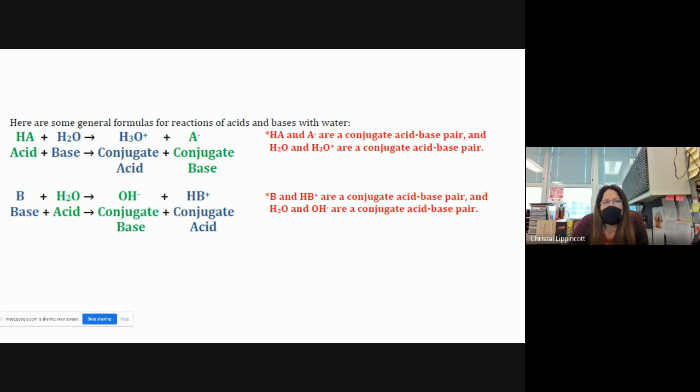HA is your acid. We put an H in front of it, and then this is going to be some sort of anion. So this will be some sort of negative charge here. Your hydrogen will be a positive, and they'll balance each other out. Then you're going to add water. That H is going to get donated to the water, so that becomes your conjugate acid. And then over here, this will then be your conjugate base. So this will be OH minus in this case.